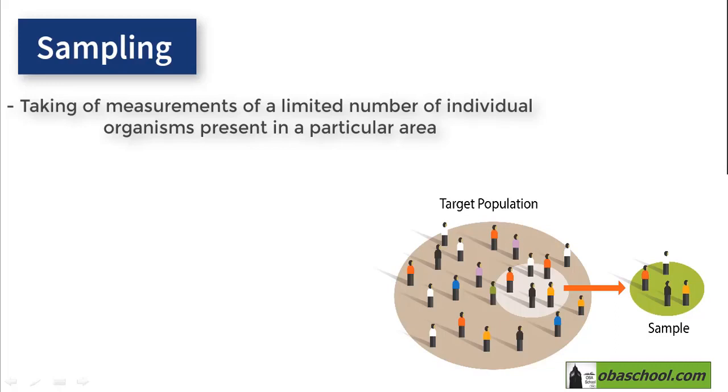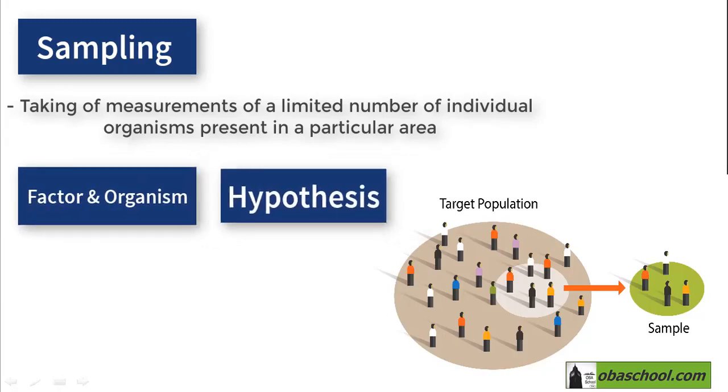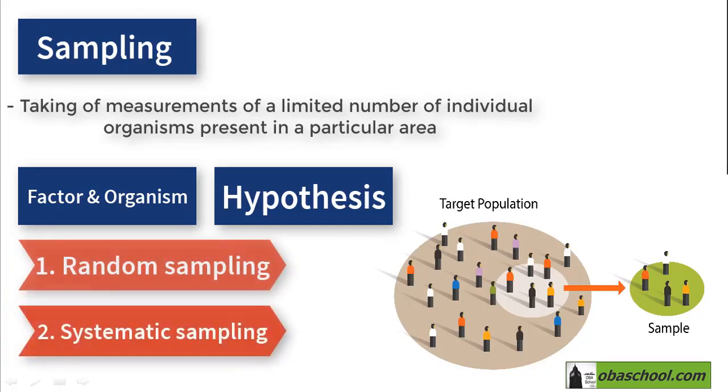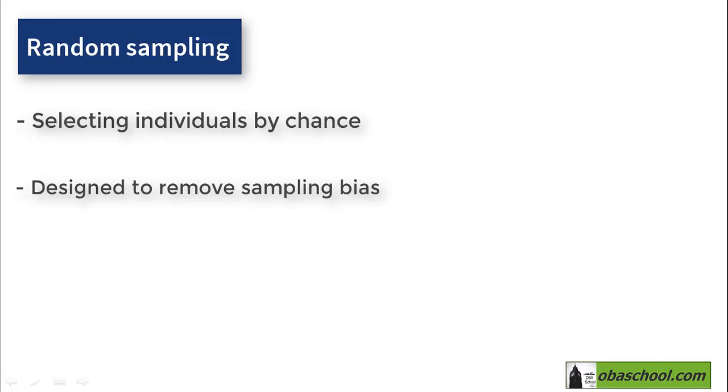Moreover, sampling can be done in several ways. The choice of sampling technique depends on both the factor and organism you're going to choose and the hypothesis you have stated. But the two main techniques are random sampling and systematic sampling. Random sampling means selecting individuals by chance, where each individual in the population has an equal likelihood of selection. So this technique is designed to remove sampling bias.